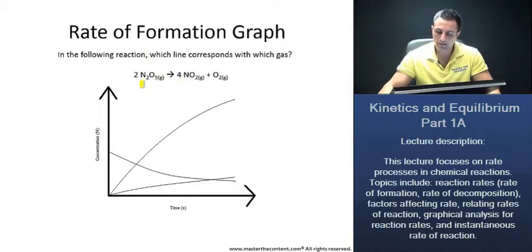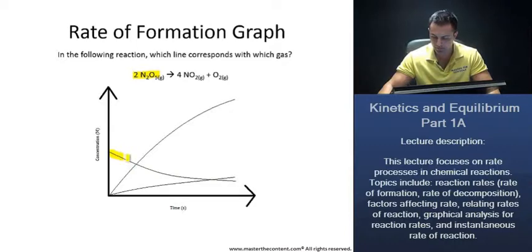Great. Since we know that dinitrogen pentoxide here is decomposing, we see that trend of molar concentration decreasing in only one of these lines, right? So it's safe to assume then that this here would be our dinitrogen pentoxide.